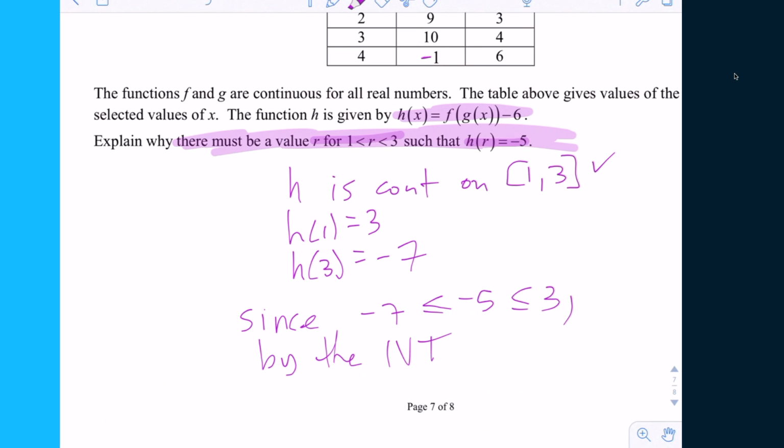You're welcome. IVT is the YVT to prove a y value exists.